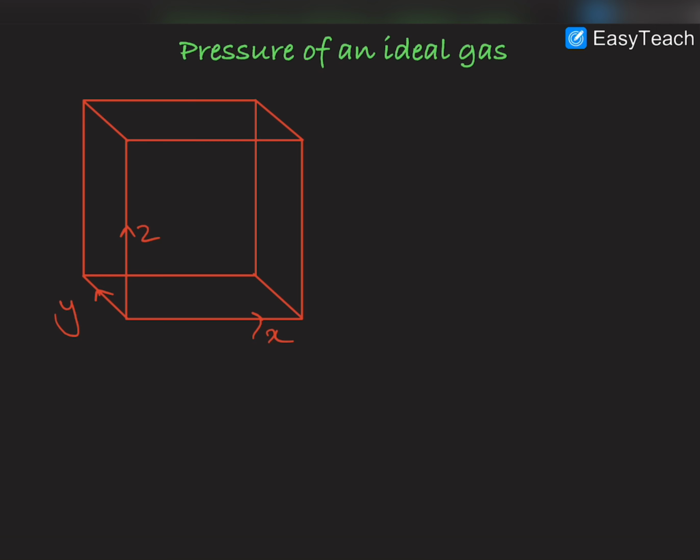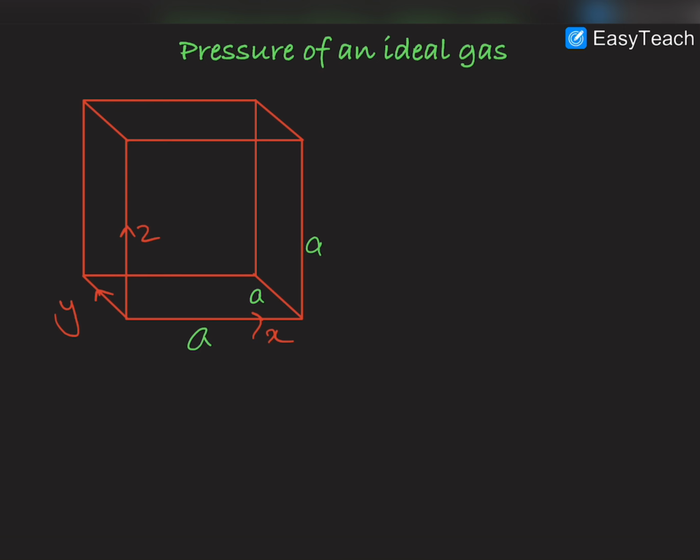In this video today, we are going to discuss the pressure formula exerted by an ideal gas on the walls of the container. So you can see that this is an imaginary container, a cubical container obviously, and its side is a by a by a.